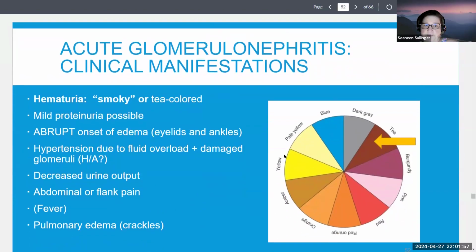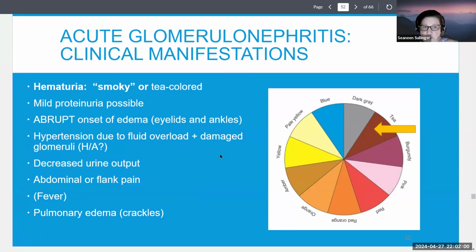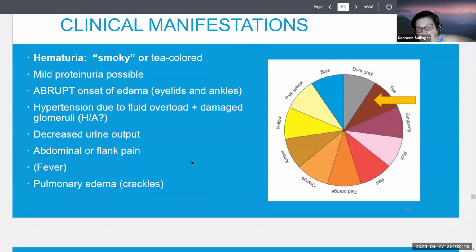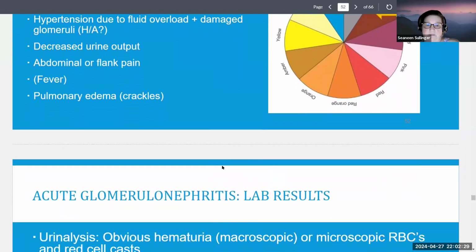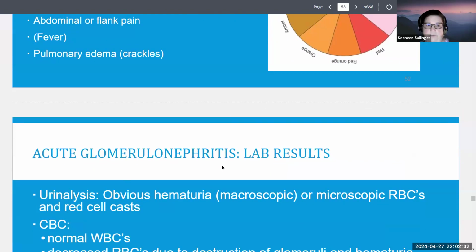And if we're looking at more clinical manifestations, there's mild proteinuria and the smoky or tea-colored urine. You can have hypertension because there's some extra fluid overload and the damaged glomeruli, so perhaps headaches. The child will start to get headaches, decreased urine output, some abdominal or flank pain, so in the back, like kidney pain, sometimes a fever, crackles, pulmonary edema, because there's extra fluid. The kidneys are not filtering out. They're holding on to fluid.